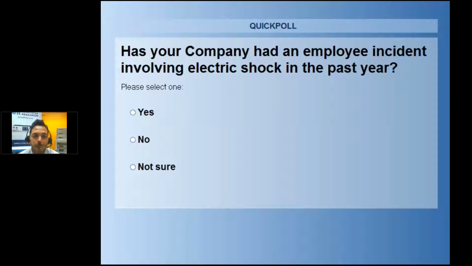I guess just in general, we want to know, what's the frequency, no pun intended, of people getting shocked at the workplace. So has your company had an employee incident involving electric shock in the past year? So Allison will open up this poll, and we can talk about the results. And it's also good for you to just kind of understand what other companies see, right?